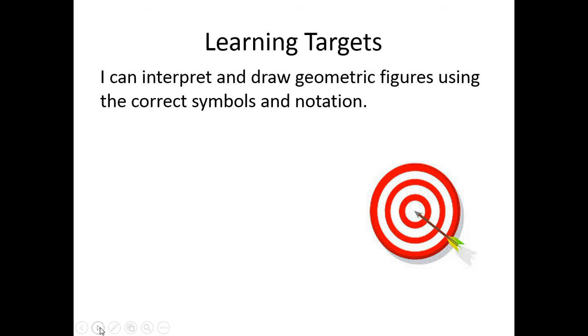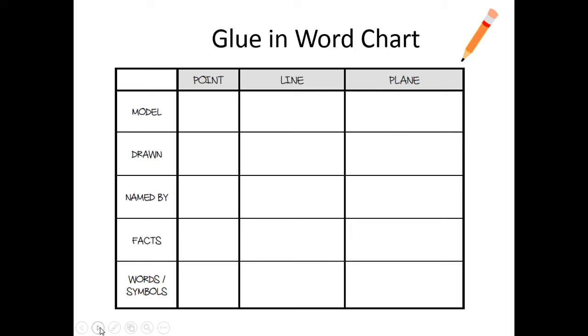So this is the first chart that goes into your notes. It's points, lines, and planes. Those are going to be the first three words we focus on. And for each one, we're going to draw a model or show how it looks. Okay. Underneath drawn is more of a description of how we draw it. Named by, and then facts, words, and symbols there. We're going to fill each of these boxes in for these three as we go.